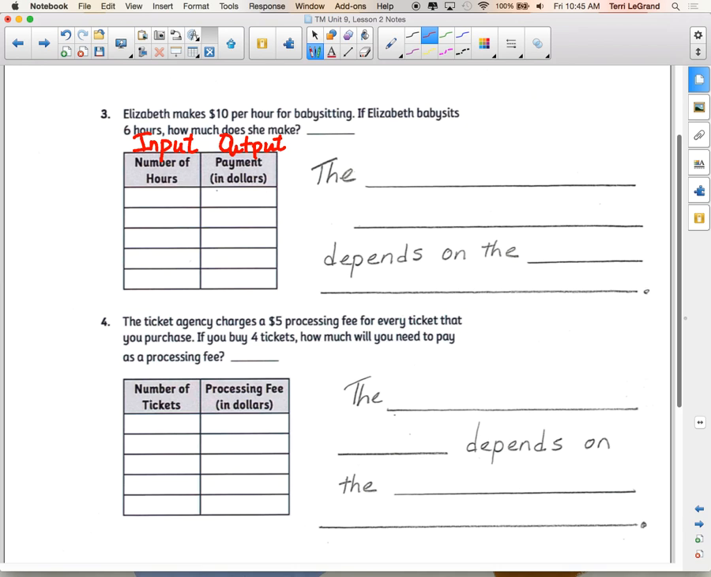Tyler? Yeah, we're going to say the total payment. We get lots of room here. Let's say the total amount Elizabeth makes. The total amount Elizabeth makes depends on what? Number of hours she babysits, yeah.